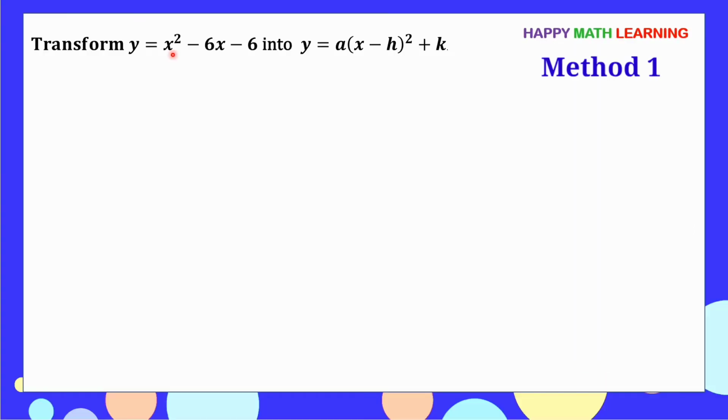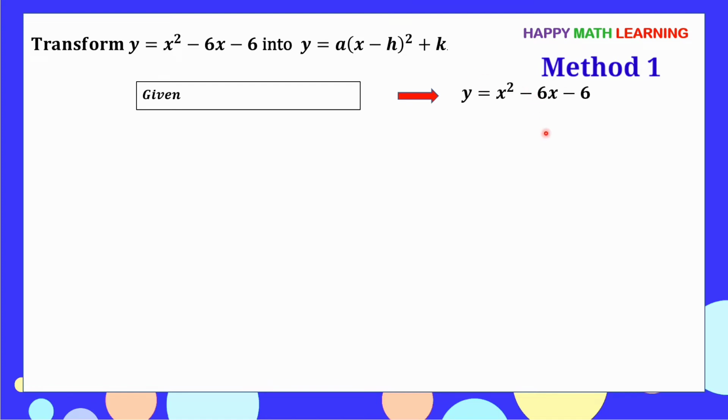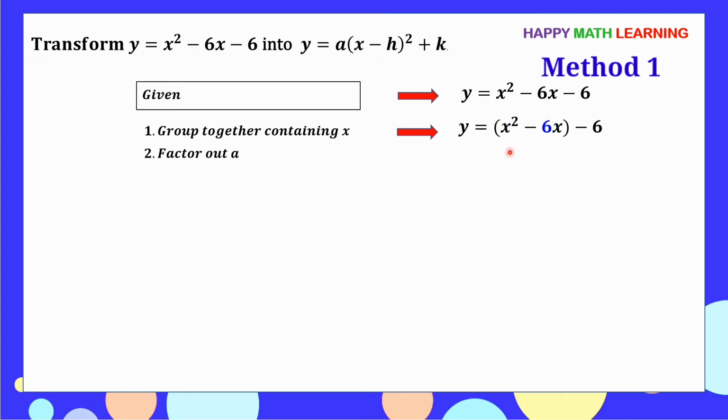Let's try this one. Transform y equals x squared minus 6x minus 6 into y equals a times the quantity of x minus h squared plus k. First, write the given. Y equals x squared minus 6x minus 6. First step, group the terms containing x.